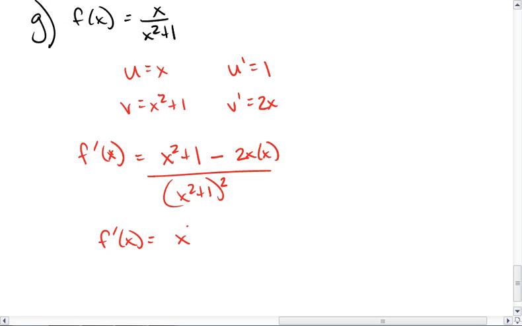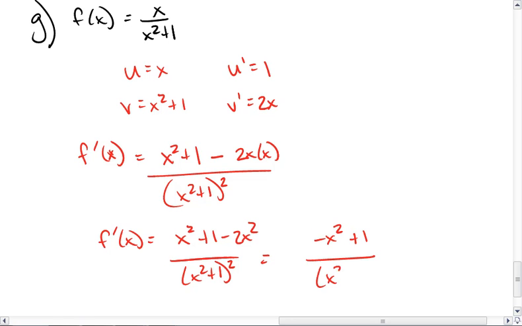So f prime of x equals x squared plus 1 minus 2x squared all over x squared plus 1 squared, which equals negative x squared plus 1 all over x squared plus 1 squared.